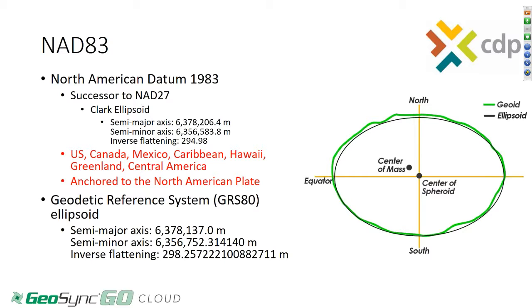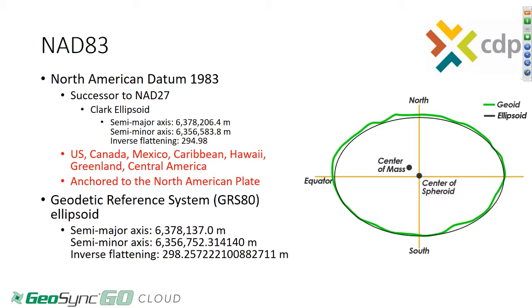But in around the mid-1980s, we needed a new datum, particularly when we began to see the GPS system come into play. We needed a more accurate datum, something that would more approximate the shape of the Earth. And so NAD83, the North American Datum 1983, was developed. It had a new ellipsoid called the GRS80 ellipsoid, and it was set up to really approximate as best it could the shape of the Earth.